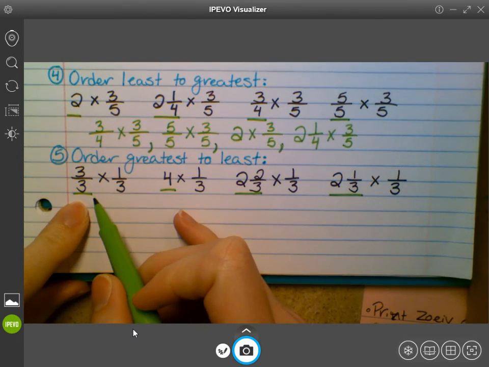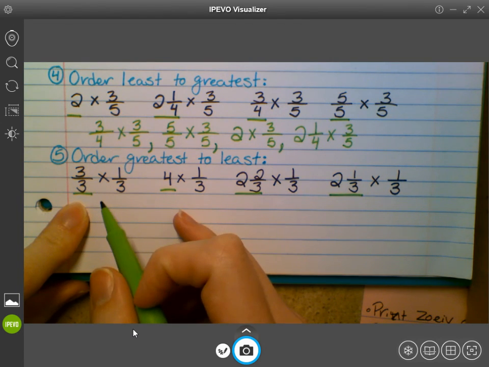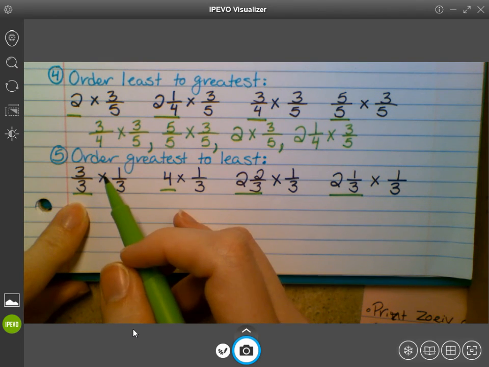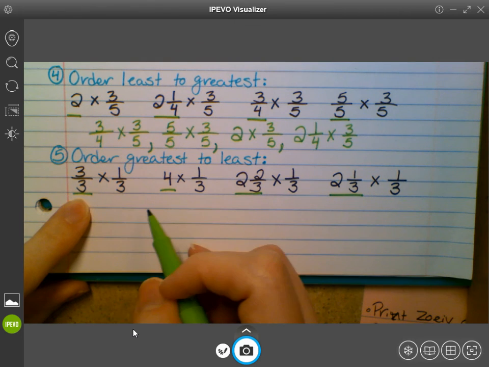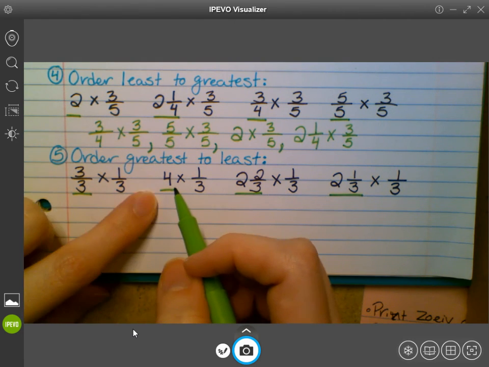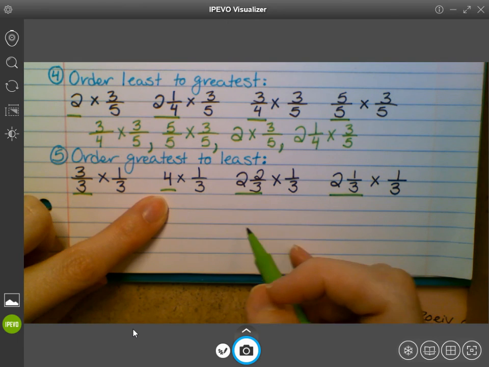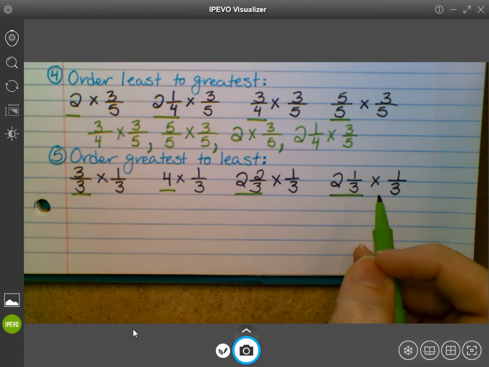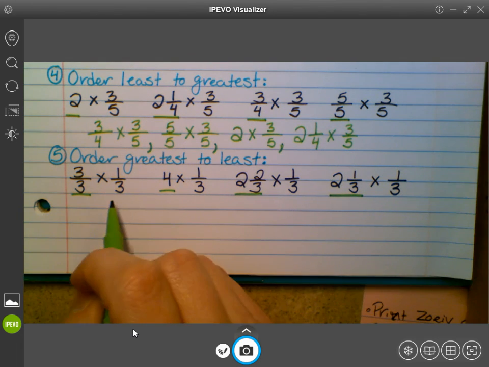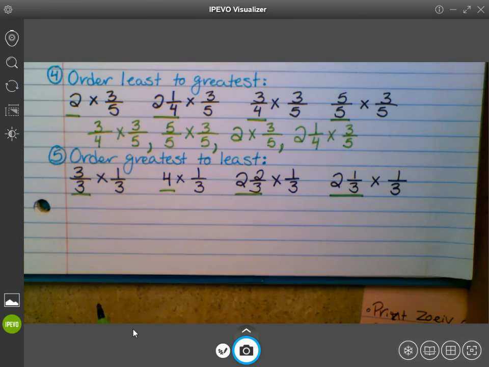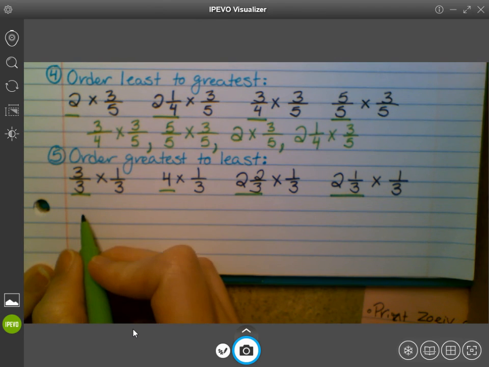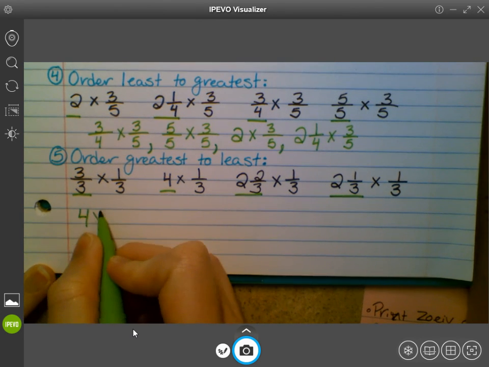Well, 3/3, that's equal to what? Show me on your hand. 3 over 3 is the same as the whole number 1. So this is equal to 1. Then we have 4. That's larger than 1. We have 2 2/3, and then 2 1/3. So show me on your hand which one of these is the largest that I've underlined. 4. So our first equation we should have listed is 4 times 1/3.